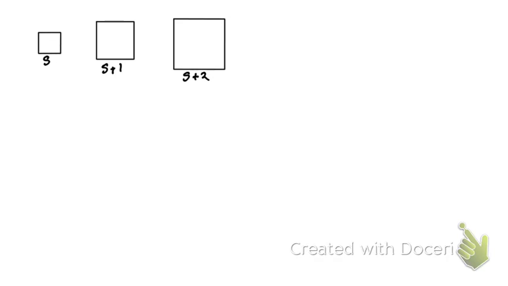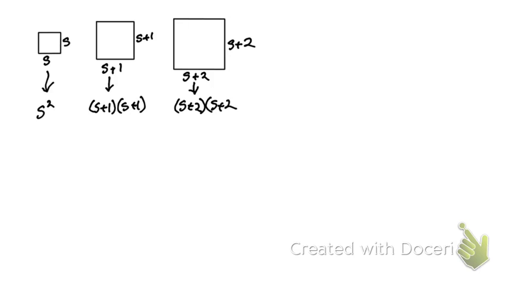Well, they're squares. So if I have a length of S, I have a width of S. If I have a length of S plus 1, I have a width of S plus 1. And finally, I would have this one being an S plus 2. Well, it says when you add up all of their areas, it's 365. So the area of your first square would be S squared. The area of your second one would be S plus 1 times S plus 1. And then the area of your third one would be S plus 2 times S plus 2. When you add all these areas up, it needs to equal 365.